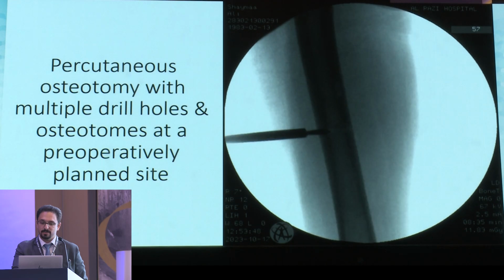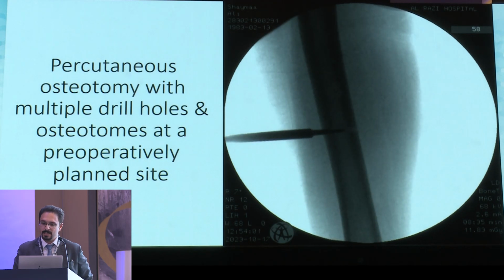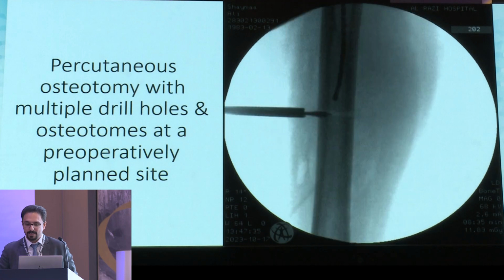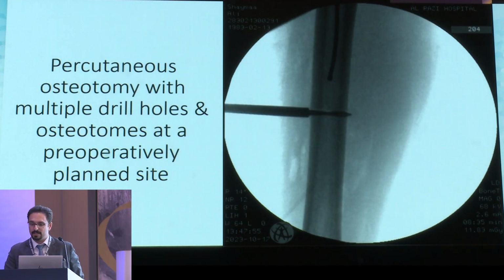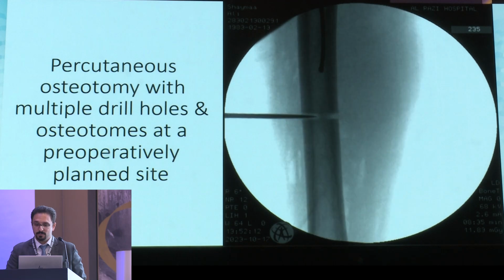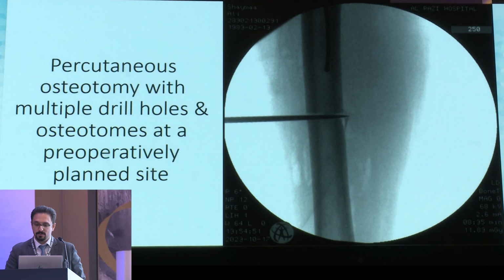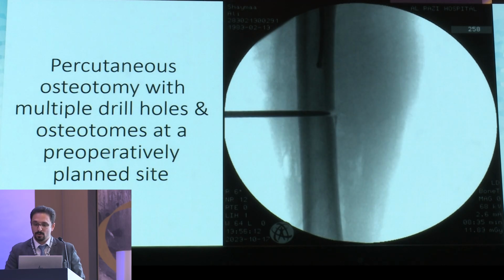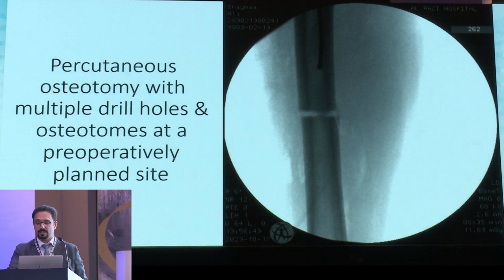percutaneous osteotomy with multiple drill holes and osteotome, the Bastiani technique. Before we do anything, we do a drill hole at the predetermined osteotomy site. Then we ream. Then we pull the guide pin back. We continue with more drill holes and osteotome. And then we break the femur. This is low heat generation osteotomy instead of using a saw. And this is with a 1 centimeter incision.